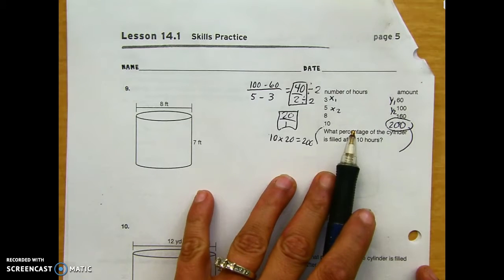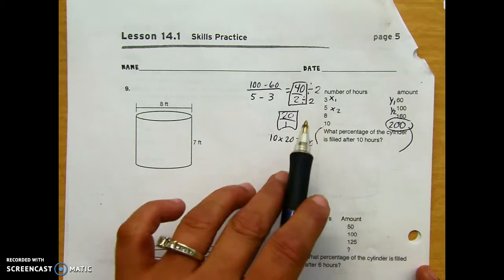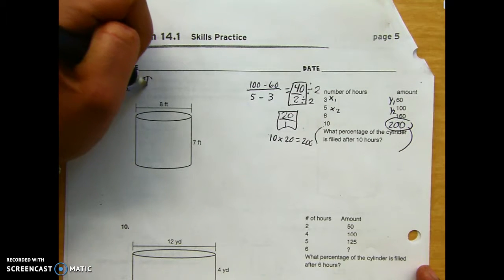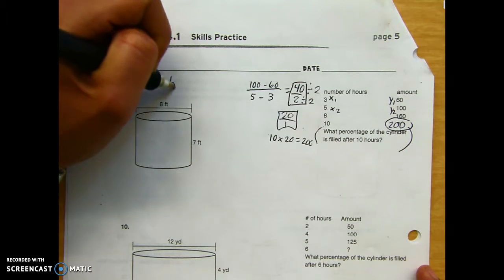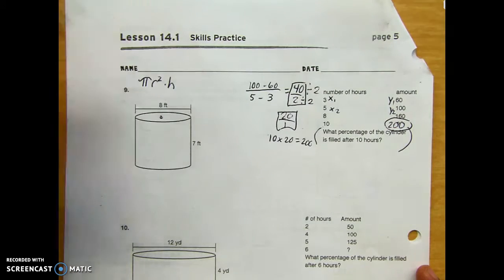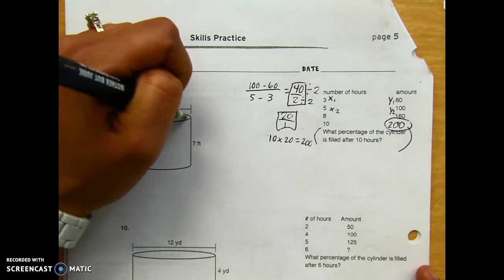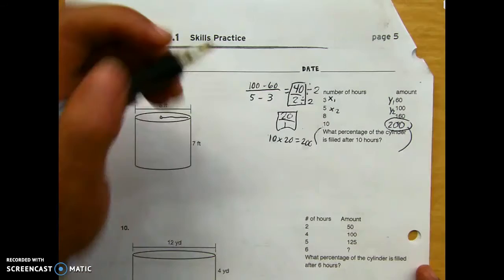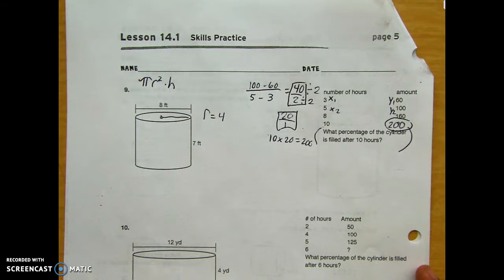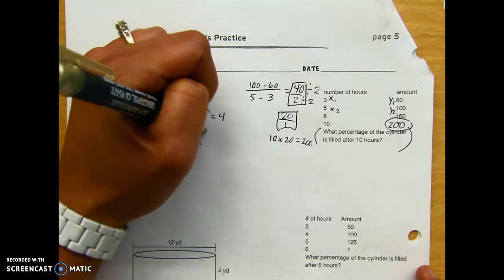Now we have the table value. So if we follow our notes, we need the table value plus the volume of a cylinder, which is pi r squared times height. This is giving me diameter. I need to find the radius, which is half. Half of 8 is 4. So my radius is 4 for this cylinder. My height is 7.